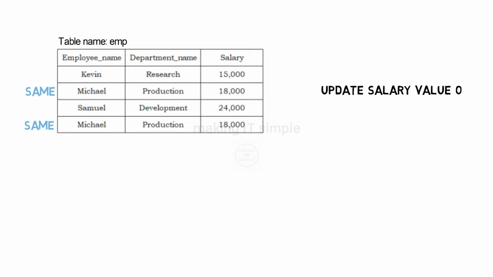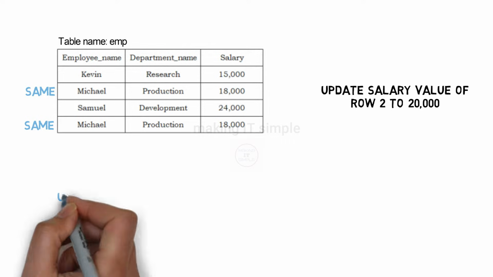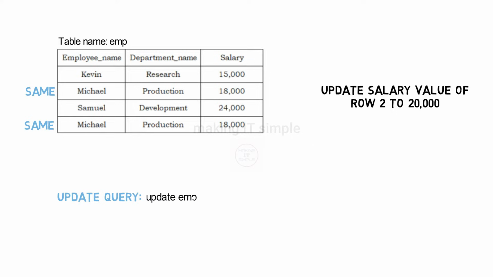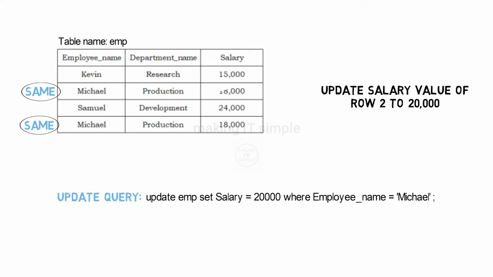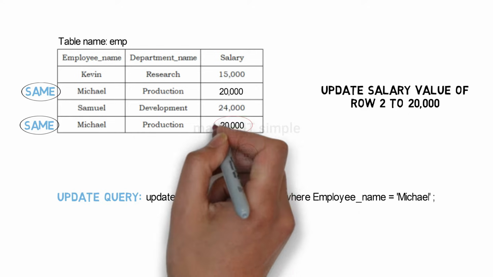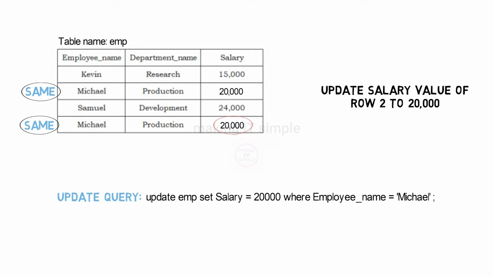If we want to change the salary value of row 2, this will be my update query: update emp set salary equals 20,000 where employee name equals Michael. But as rows 2 and 4 have identical values, both rows will get updated. So the salary value of row 4, which is now 20,000, is the wrong value. This can affect the database. These kinds of problems and anomalies arise when there are redundancies in a table.